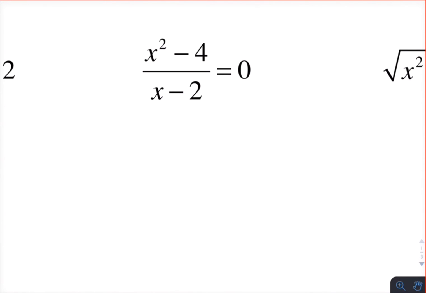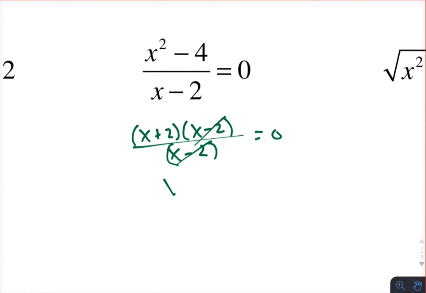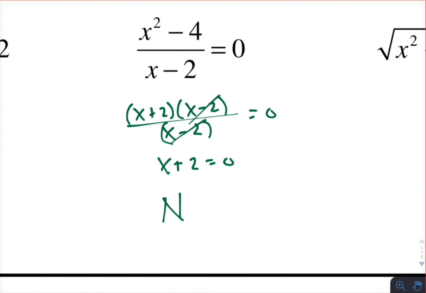And then this one, you might be tempted to factor and then cancel, leaving you with x plus 2 equals 0. But this is actually not linear because linear functions are continuous. And this one, if you notice, the domain is x cannot equal 2. So therefore, it cannot be linear.